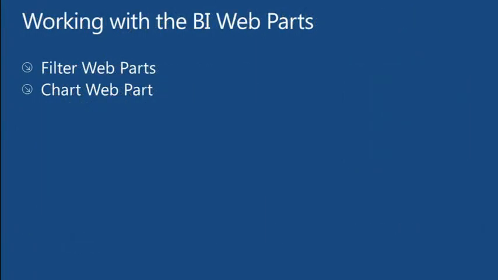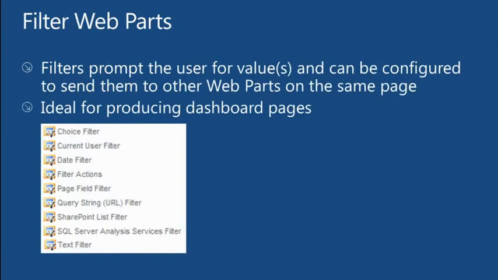And then introducing the BI web parts. Now, there's literally dozens and dozens of them. Of interest to us when delivering business intelligence will be the filter web parts. So when you think about the interactivity on a dashboard page, typically you want to prompt for what year, what geographic region, and so on. So there are pre-built web parts that allow us to configure and expose filter options. They can then connect and pass values to the other web parts on a web part page.